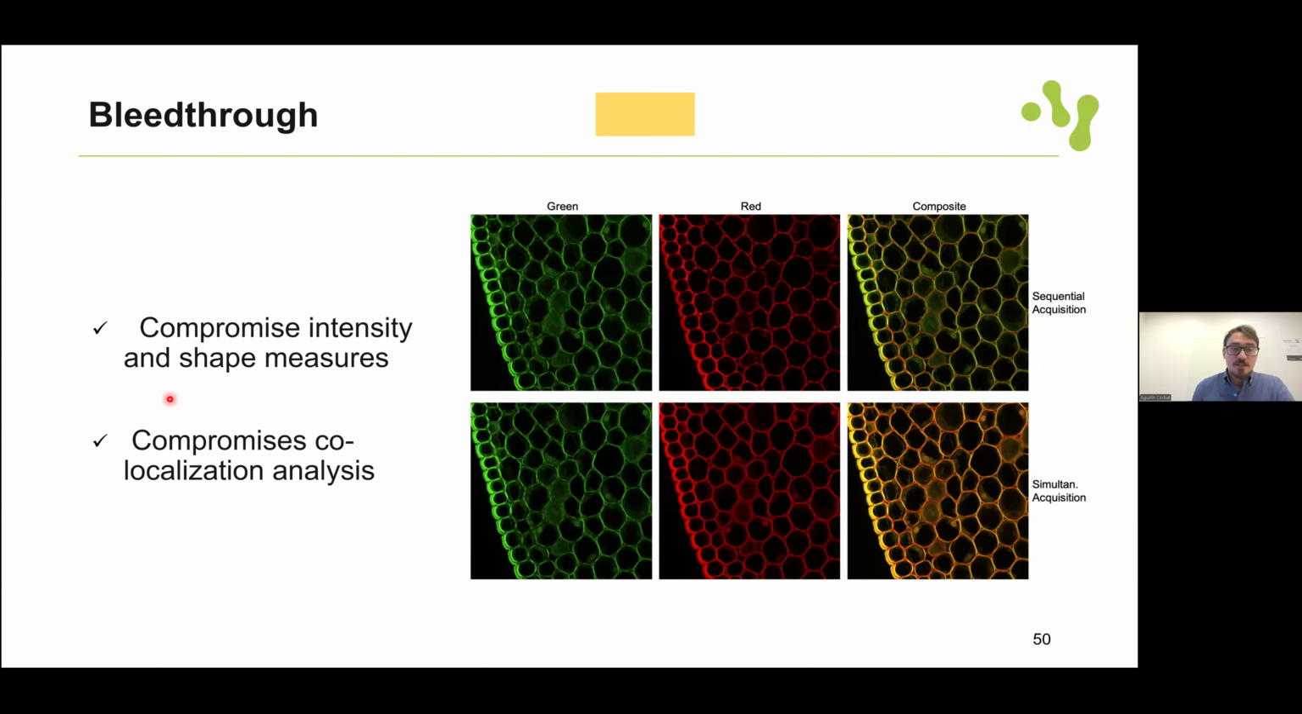This compromises the intensity measurements and the shape measurements. And of course, you won't be able to do colocalization analysis if you have a lot of bleed through. There might be ways of characterizing this bleed through, calculating a sort of bleed through factor, and correcting the image, but it's not something you can always do. You always need to acquire samples with the same image acquisition settings, and you need to be able to access samples that have only one of your fluorophores present in them. So it's very complicated to get.